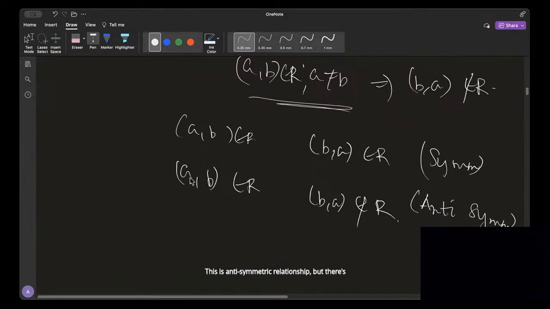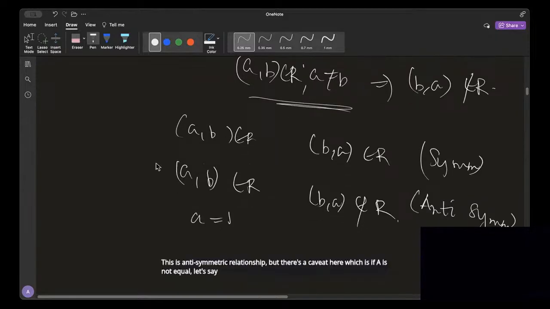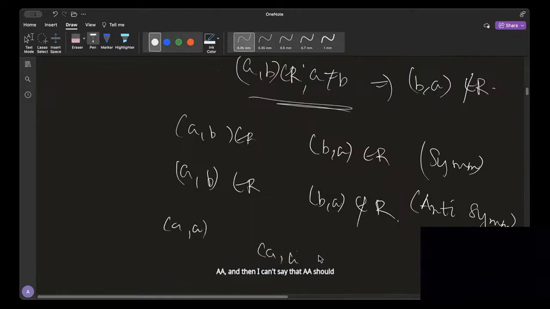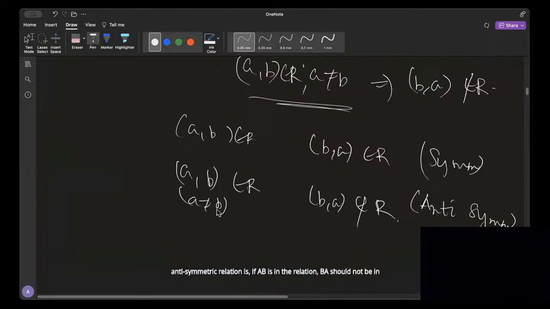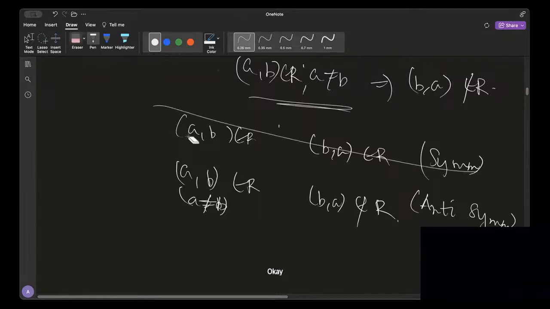But there's a caveat here. If a and b are equal, then this pair would become (a, a), and I can't say that (a, a) should not be in R. If I'm saying (a, a) is in R and (a, a) is not in R, this is a contradiction. That's why I mentioned here that a should not be equal to b. Symmetric relation: if (a, b) is in the relation, (b, a) should be in the relation. Anti-symmetric relation: if (a, b) is in the relation, (b, a) should not be in the relation, provided a and b are not equal. That means when a and b are not equal, for every pair (a, b), (b, a) should not be in the relation. Is that okay? Got it. Yeah, ma'am.